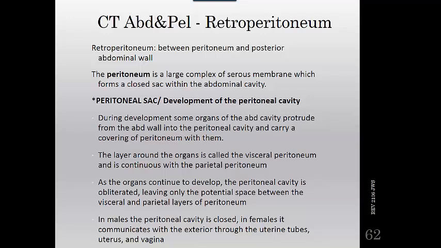During development, some organs of the abdominal cavity protrude from the abdominal wall into the peritoneal cavity and carry a covering of peritoneum with them. The layer around the organs is called the visceral peritoneum, and it is continuous with the parietal peritoneum, which is the covering of the abdominal wall. As the organs continue to develop, the peritoneal cavity is obliterated, leaving only the potential space between the visceral and the parietal layers of the peritoneum. In males, the peritoneal cavity is closed, and in females it communicates with the exterior through the uterine tubes, uterus, and the vagina.